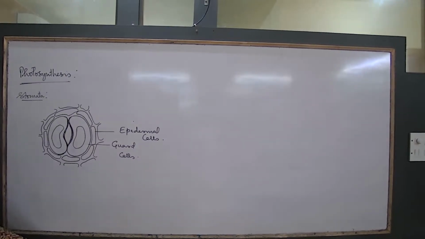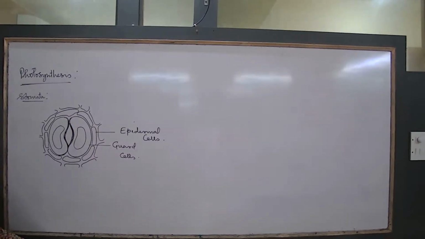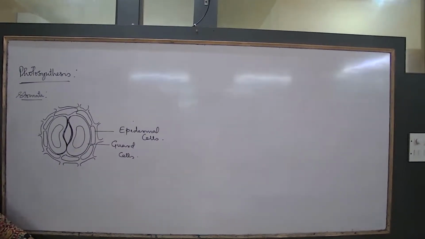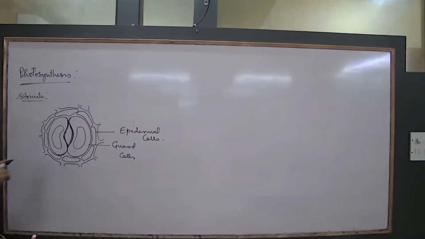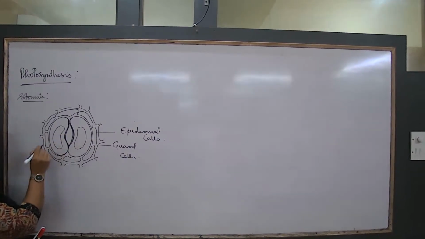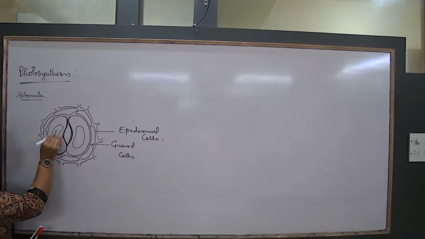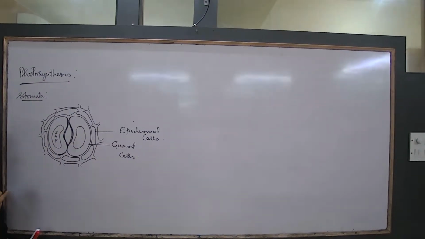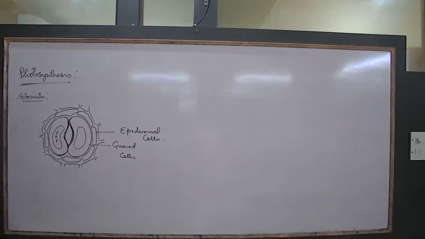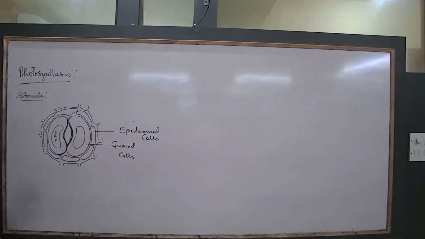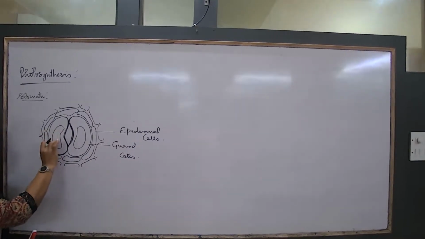What is filled up in the cell sap? What is filled up in the vacuole? The water and the minerals. So what is filled up in the vacuole? In the vacuole, sap is filled up. What is sap? Water and minerals dissolved. Always remember this. Now, we are talking about a comparison.